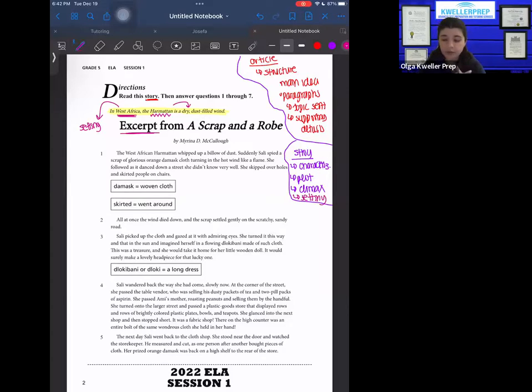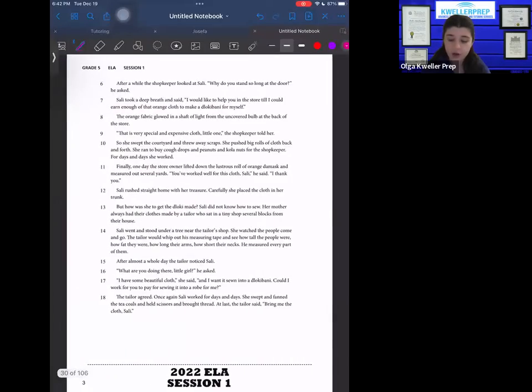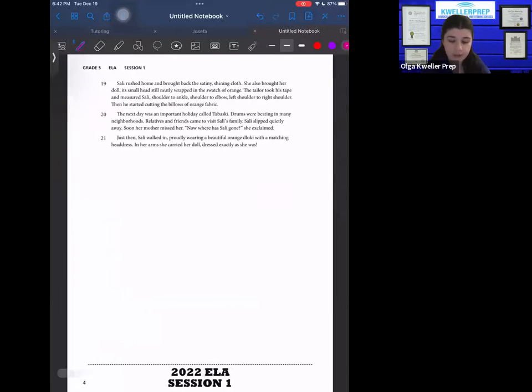Now, before even reading this, we can also see that there's a lot more of these boxes with words that they define for us. Because the passages are higher level, because this is now 5th grade versus 4th grade, they use more language that needs to be defined. And the passage is also a little bit longer. So we can see that this one is over 2 pages, about 2.5 pages.